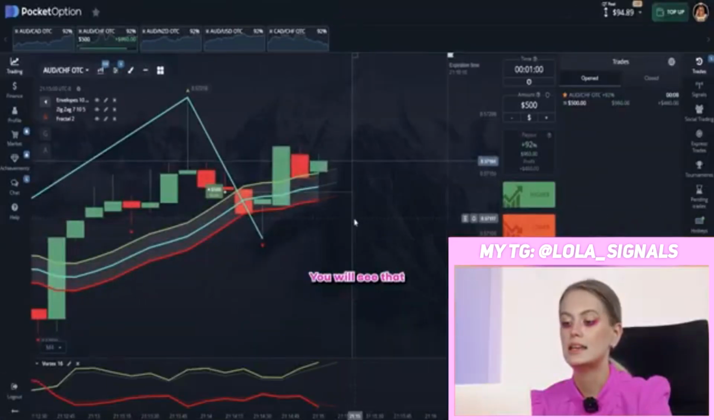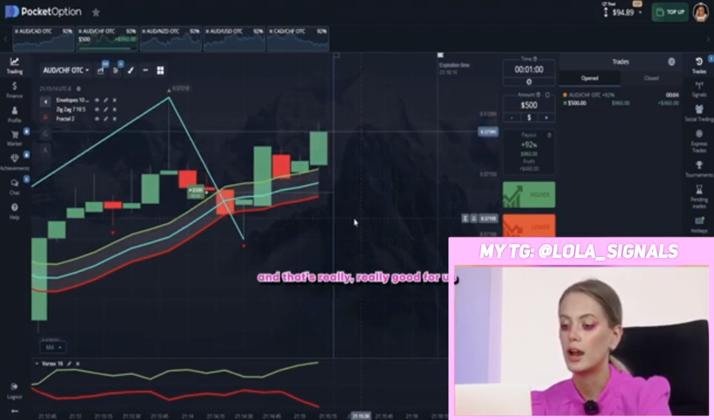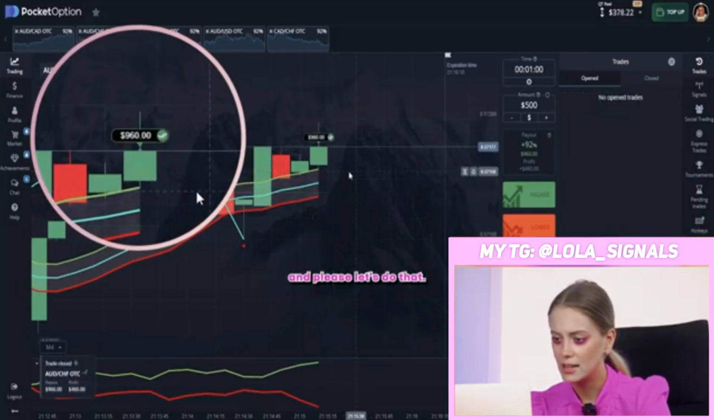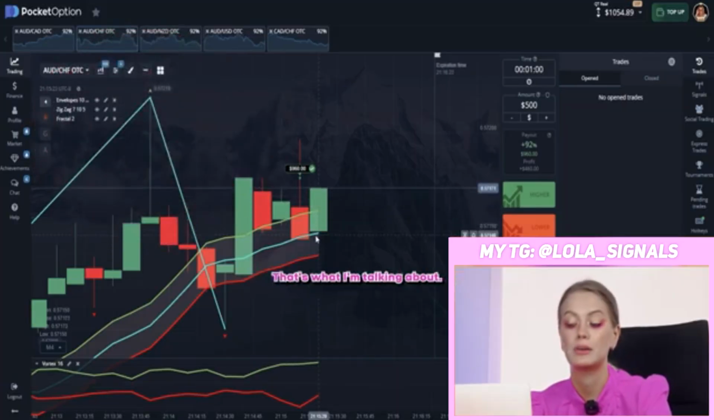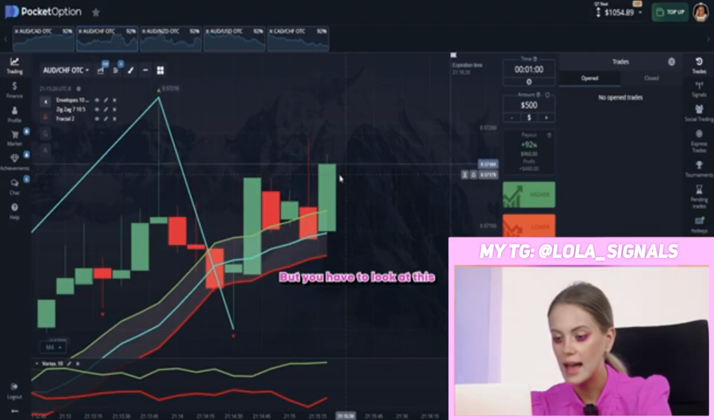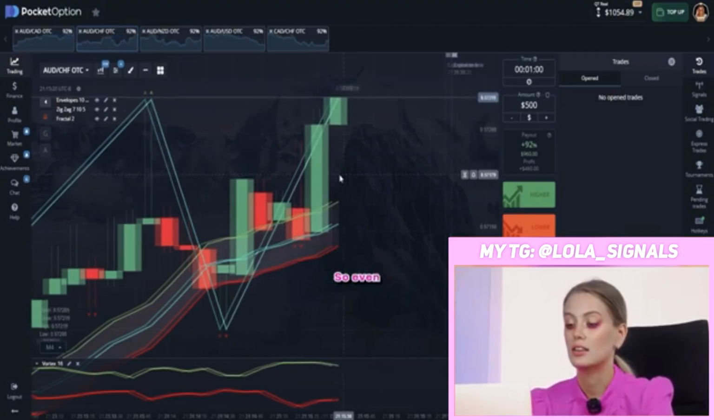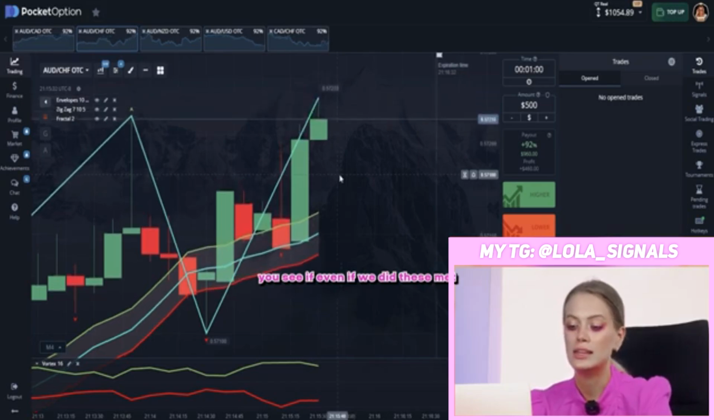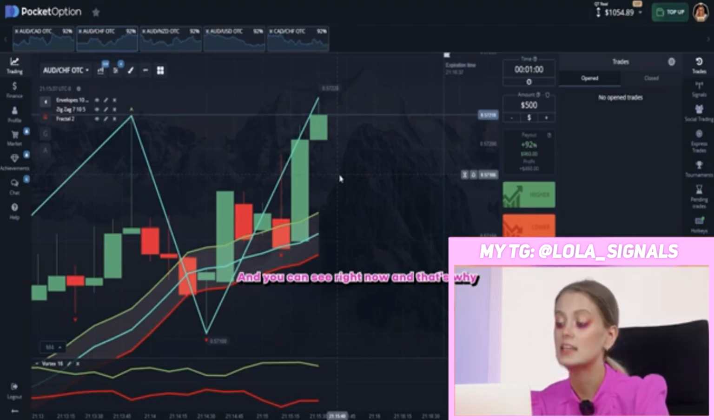Right now you see that our candles are going up, and that's really good for us. I just have to wait a bit, and please let's do that. And yeah, we got this profit. I'm so happy. That's what I'm talking about. It looks like there will be a correction, but you have to look at this highest point. It's not a regular thing. It's not okay. So even if we made this bet after a few seconds, we still had the profit, and you can see it right now.